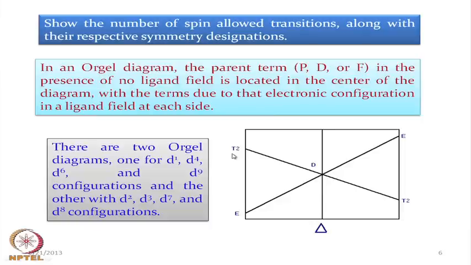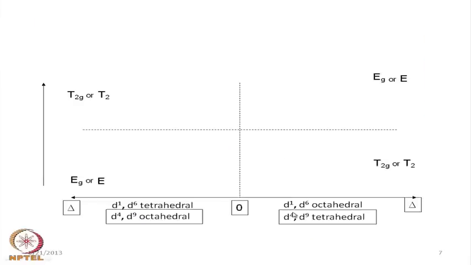So, D will be split into E and T2. In one case E will be the ground state, in another case T2 will be the excited state. So, in the other case the triplet is the ground state and the doublet is the excited state. So, these are the two different cases. That means we have the D term, and the Orgel diagram tells us how this D term will be split into these two different electronic configurations and the corresponding splitting.